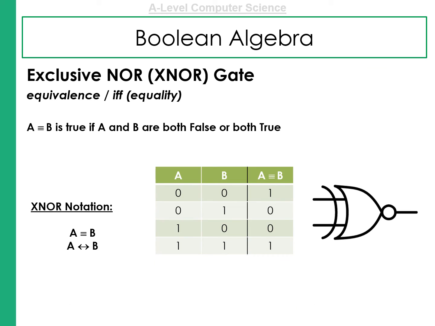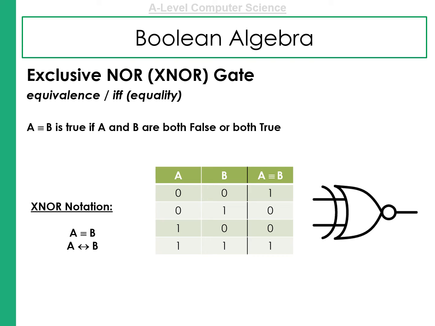We can also have an exclusive NOR gate, XNOR. So we can think of it like our XOR gate, or exclusive OR, that we looked at before, but this time we have a NOT linked to it. So you can see the symbol for this is shown on the right hand side of the screen.